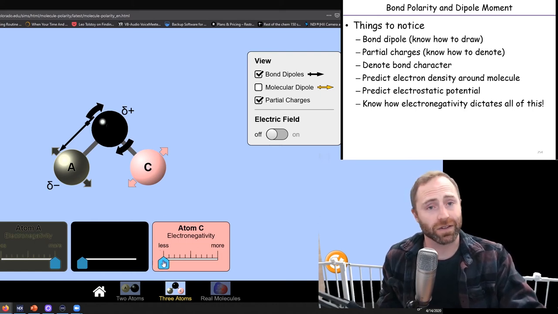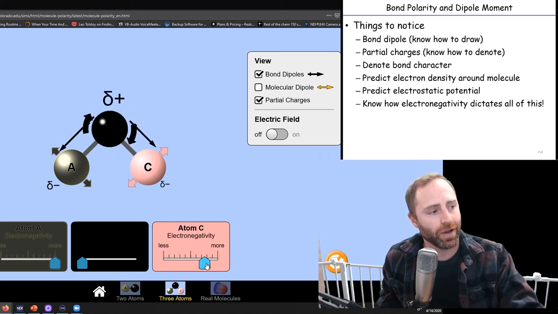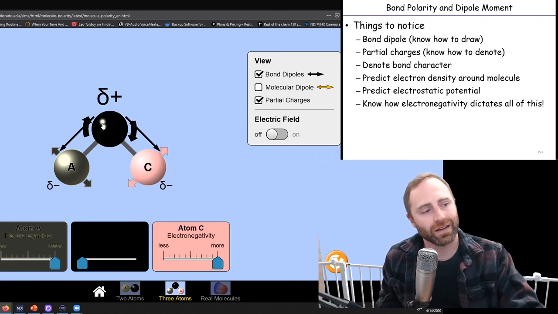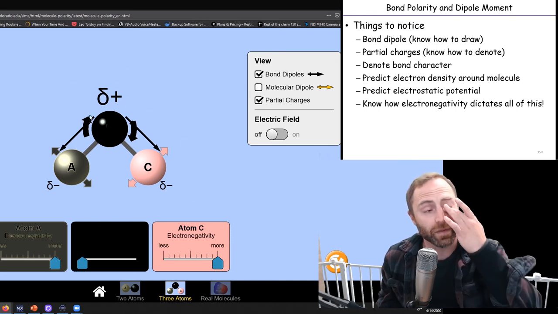We can make a difference between B and C. If we crank up the electronegativity for C to be just as big as it is for A, now we have a dipole moment for our bond between A and B. We also have a separate dipole moment for C and B. So A gets a partial negative, C gets a partial negative, the partial positive for B gets even bigger.